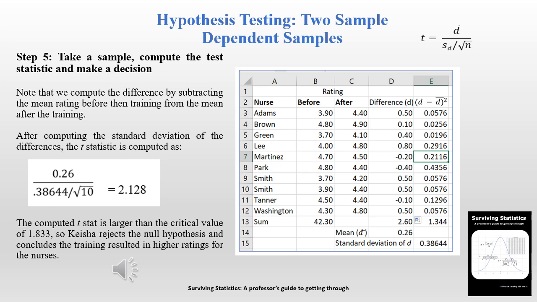Once we have all these values, we take the mean of the differences, which is 0.26, divided by the standard deviation of the differences, 0.38644, divided by the square root of the sample size. We end up with a computed t-stat of 2.128. That is larger than the critical value, and so Keisha is going to reject the null hypothesis and conclude that finally she's found a way to increase patient satisfaction, and that is through nurse training.